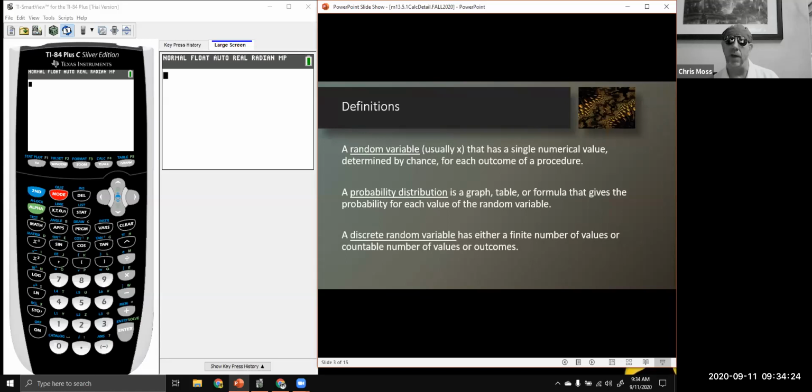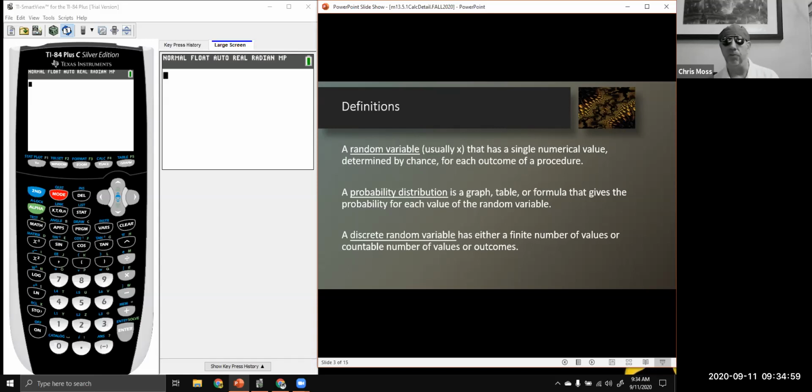I'll remind people that a random variable, usually x, has a single numeric value determined by chance for each outcome of the procedure. You can think of rolls of the dice. If you want a nice example, you might roll a 1, a 2, a 3, and so on and so forth. Those are the numeric values. Those are the outcomes. A probability distribution is a graph, a table, or a formula that will give you the probability for each value of the random variable. So the probability distribution would give you the probability of rolling a 1 or the probability of rolling a 2 and so on and so forth.